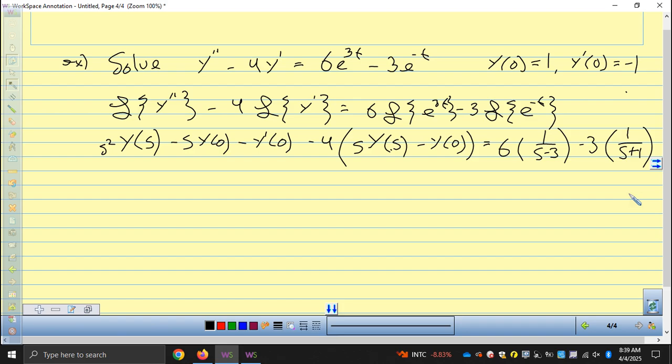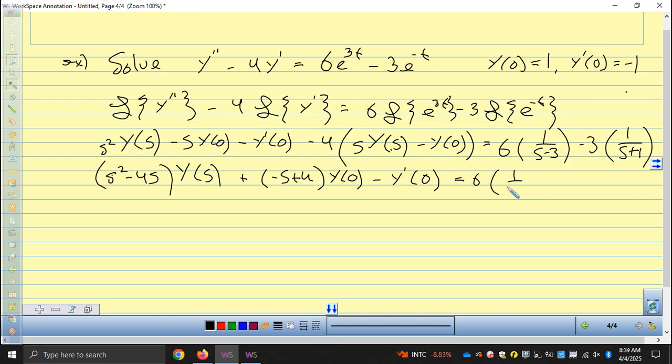So I'm going to gather my terms that have a y of s. So I get s squared minus 4s times y of s. I'll gather the y of 0 terms. So we get plus negative s plus 4, y of 0 minus y prime of 0 equals all this stuff: 6 times 1 over s minus 3, minus 3 times 1 over s plus 1.